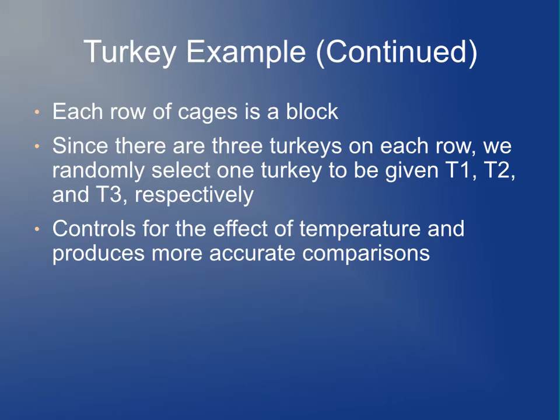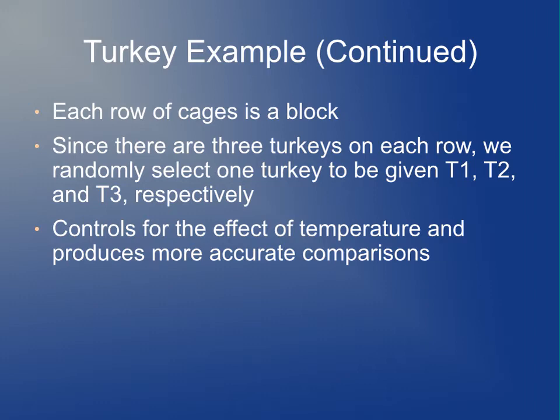So, as I said before, in the turkey example, you can let each row of cages be a block, and since there are 3 turkeys on each row of cages, at a given height, you give one turkey T1, one turkey T2, and one turkey T3, and this will control for the effect of temperature and will lead to more accurate results.